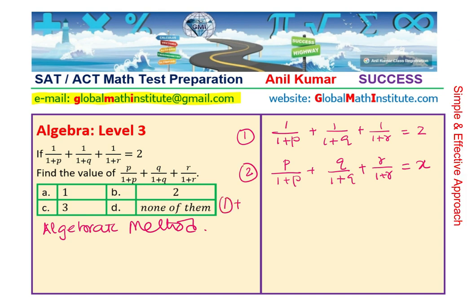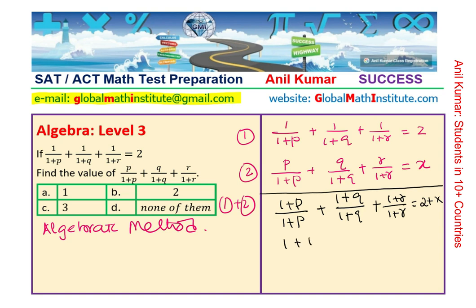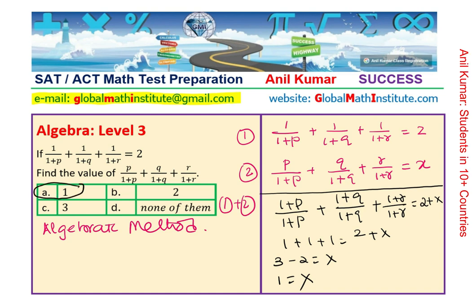What happens when I add these two? See what happens. When you add these two, you get 1 plus p over 1 plus p, right? And here you get 1 plus q over 1 plus q. And then you get 1 plus r over 1 plus r. And here you get 2 plus x, correct? So that means 1 plus 1 plus 1 equals 2 plus x, correct? So clearly 3 minus 2 is the value of x. So 1 is the value of x. And therefore option A is the right option.